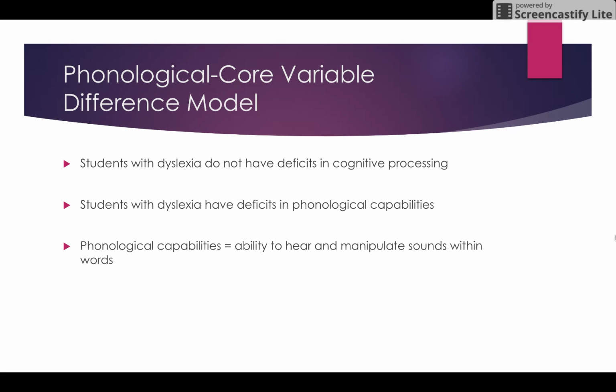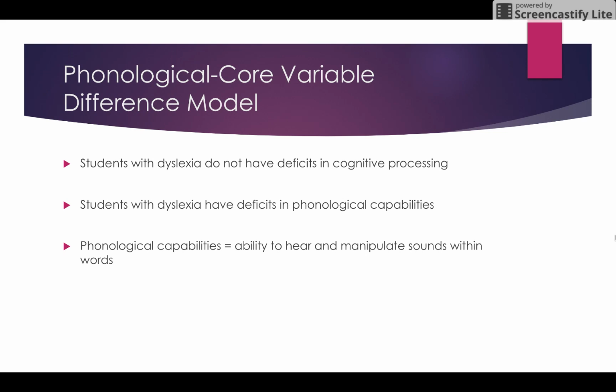In research published in 1988, Stanovich argued that identifying dyslexic readers as IQ discrepant was not accurate. Instead, he argued that students with dyslexia did not have a discrepancy in their cognitive functioning, but rather with the phonological realm of processing, and this was the essence of his phonological core variable difference model. Stanovich argued that individuals with dyslexia have a deficit in their ability to hear and manipulate phonemes. These are referred to as phonological capabilities.